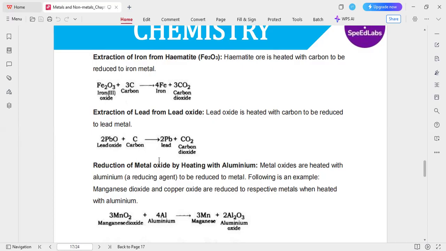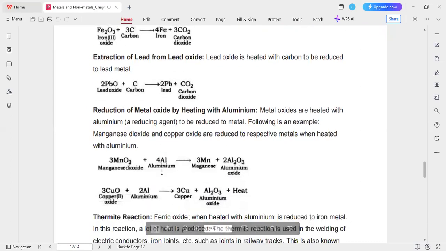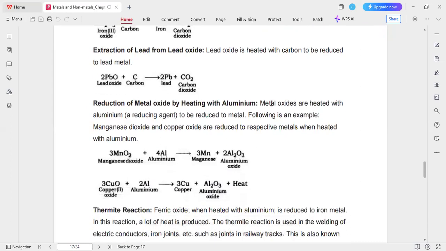Next, reduction of metal oxide by heating with aluminum. These are the methods of reduction of metal oxide into metal. Here PbO to Pb, Fe2O3 to Fe, similarly MnO2 to Mn. Here we are using the thermite process. Metal oxides are heated with aluminum, a reducing agent, to be reduced to metal. Following is the example: manganese dioxide and copper oxide are reduced to the respective metal when heated with aluminum.